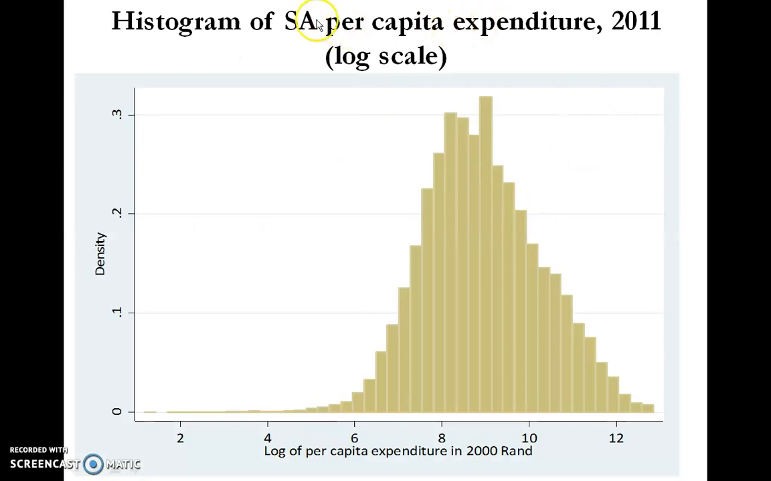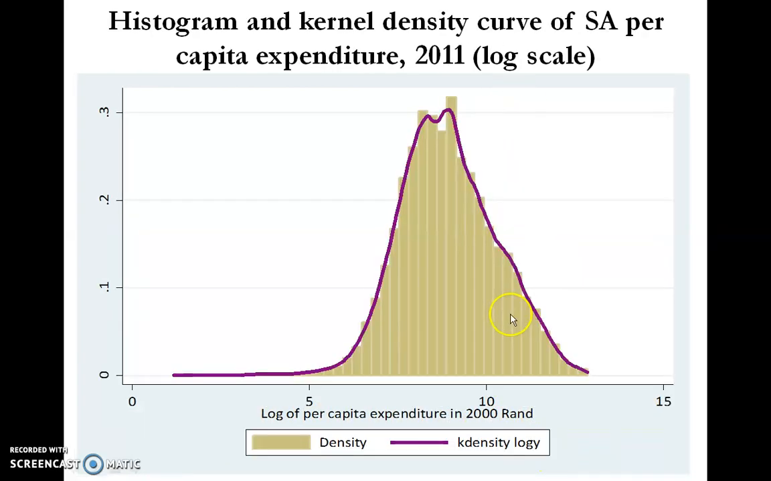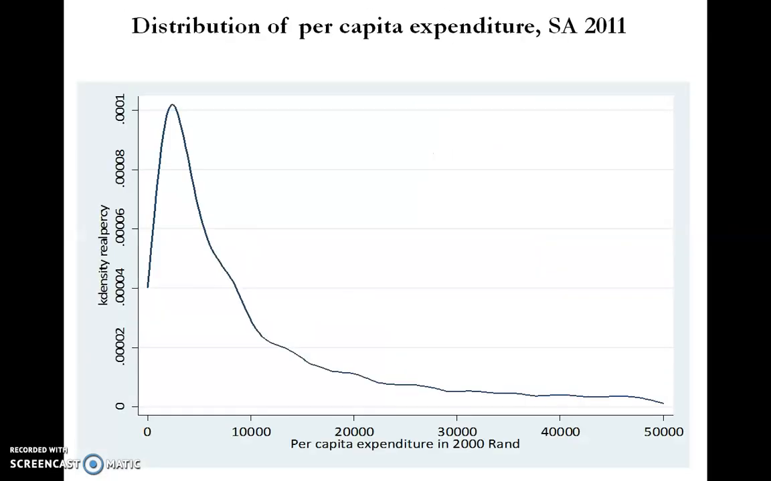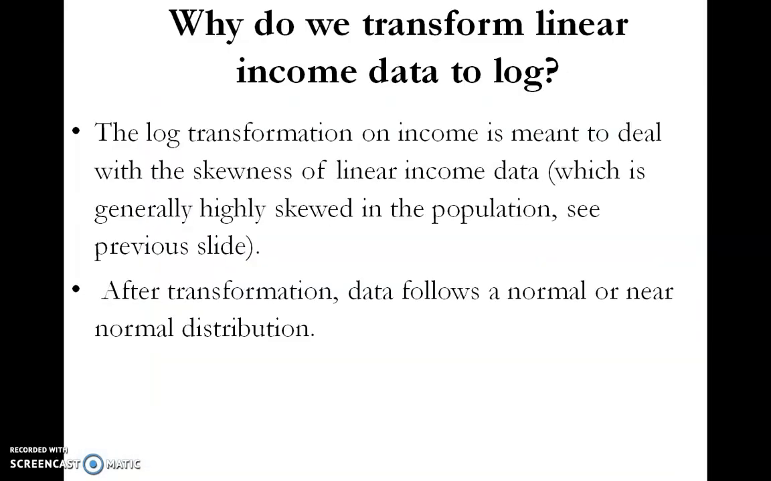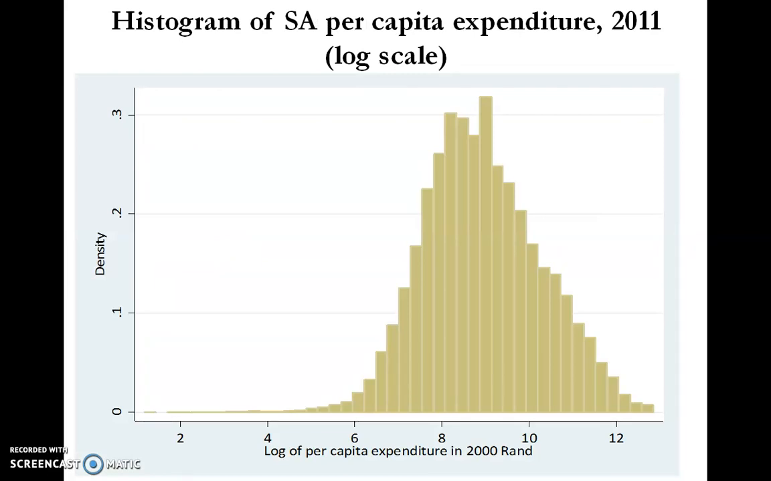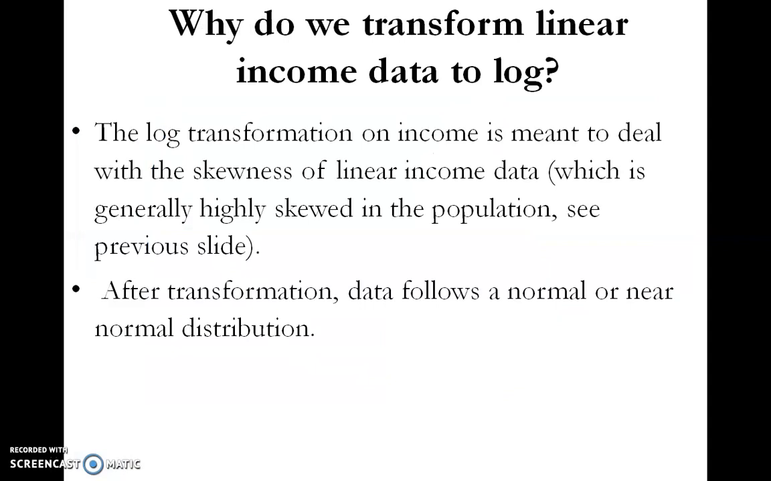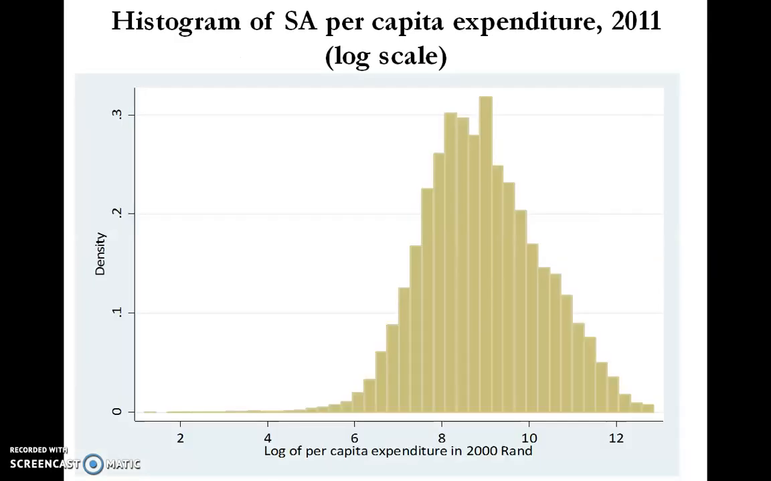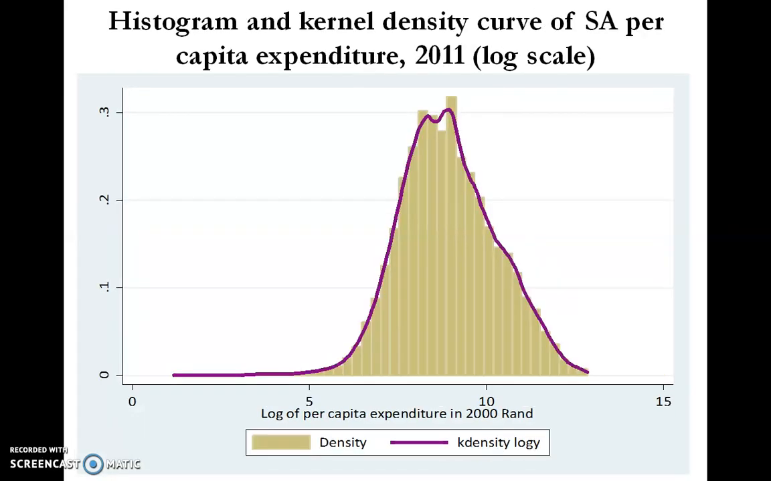So we've taken the exact same SA per capita data for 2011 and we've just transformed it to logs. You can see the x-axis now says log of per capita expenditure in 2,000 Rand. So this is the histogram and kernel density curve. Again, the kernel density curve is basically just a smooth histogram. It looks very nice and neat, and it really helps with your visual analysis compared to, for example, this distribution with a very long tail, which is not wrong per se to do, and sometimes we do like to look at it in its actual format, but in most labor economics and development economics, we will log the expenditure data.